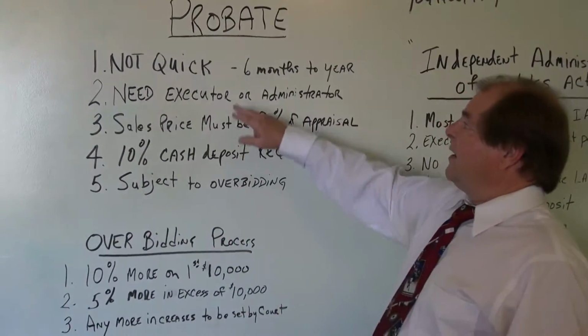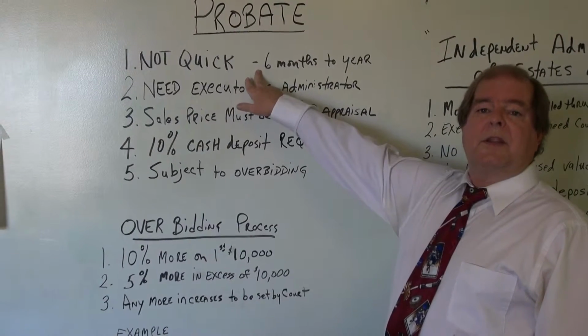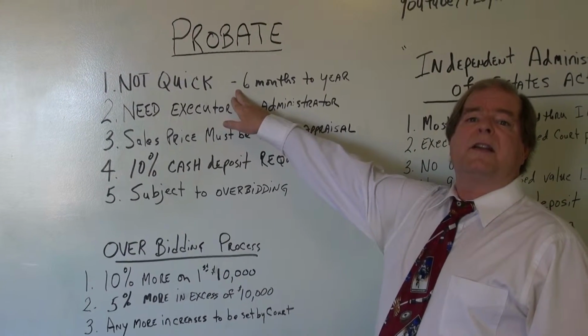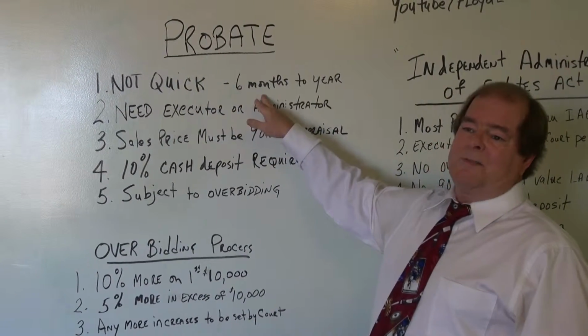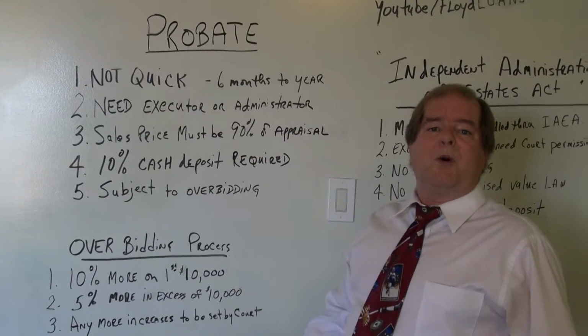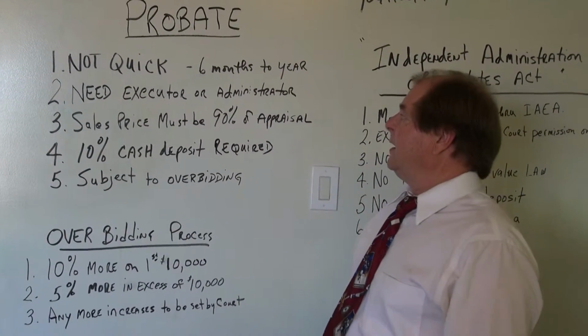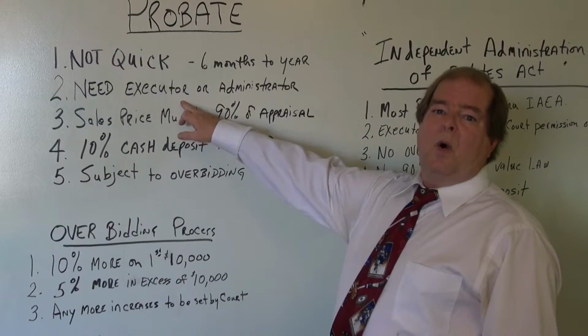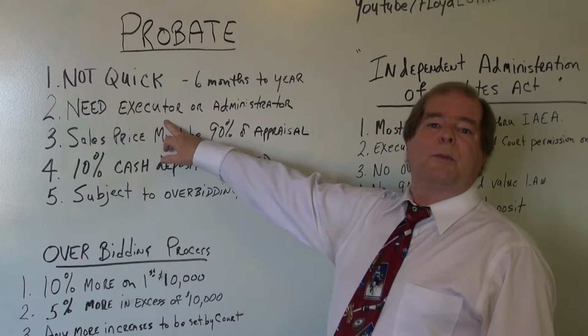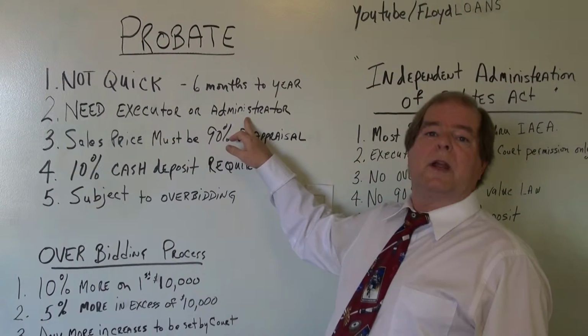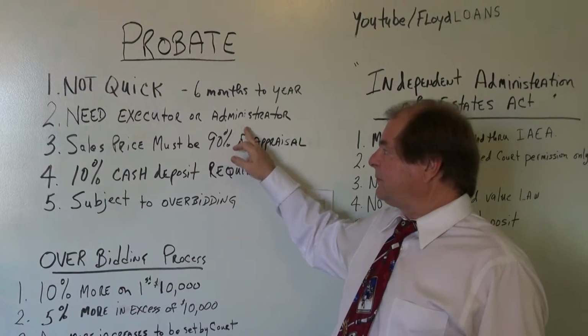Okay, over here you'll see under probates that this is not fast. This is a very slow process. It takes 6 months to a year. I've even seen them go on as long as 2 years. You need an executor or an administrator. Again, the executor will be named by the will. The administrator will be named by the court.